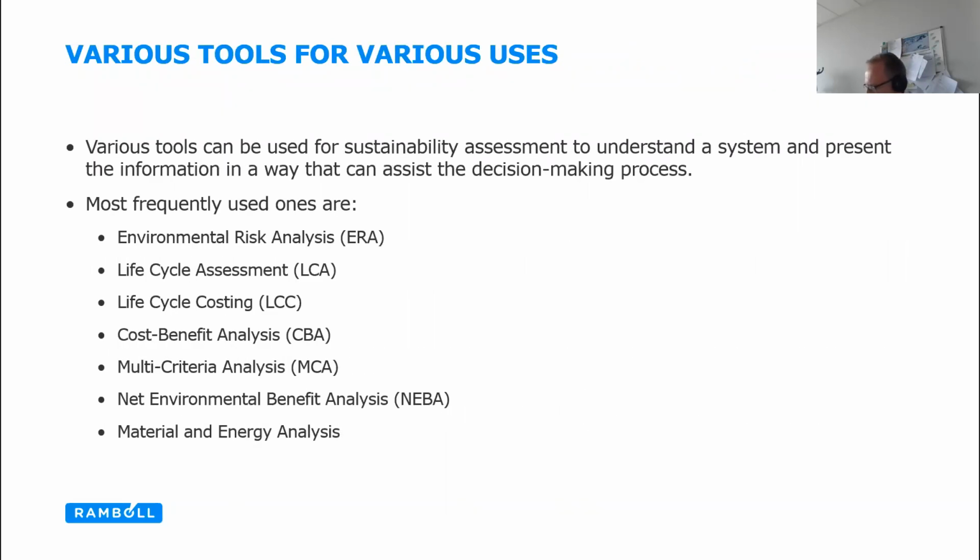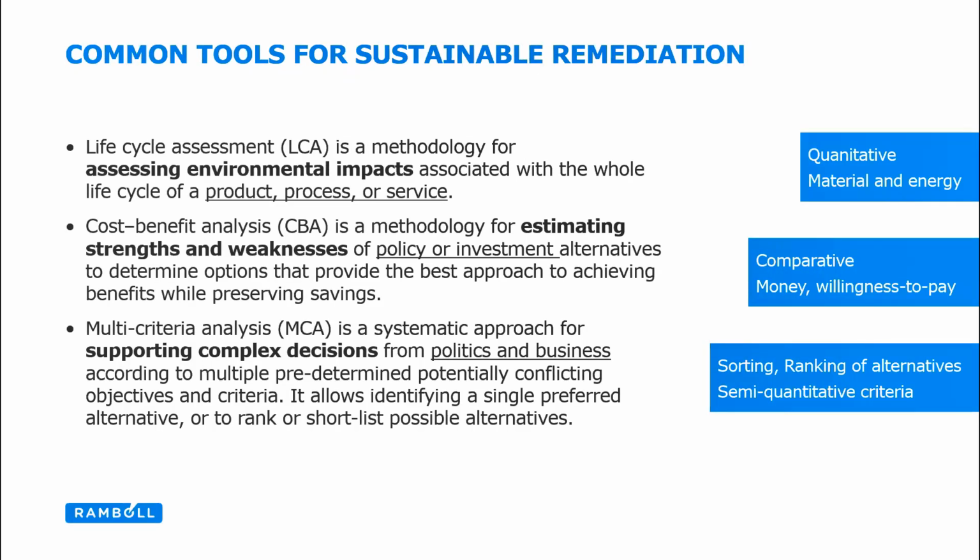To prepare a sustainability assessment, various tools can be used. The key purpose of these tools is to help understand the system and present the information of the assessment in a way that can assist the decision makers throughout the process. The most frequently used ones in our domain of environmental remediation are environmental risk assessment and a few others, to name: life cycle assessment, cost-benefit analysis, and now, in the context of sustainability assessment, more and more traction is gained by multi-criteria analysis and net environmental benefit analysis. Let's have a look at the common tools for sustainability assessment.